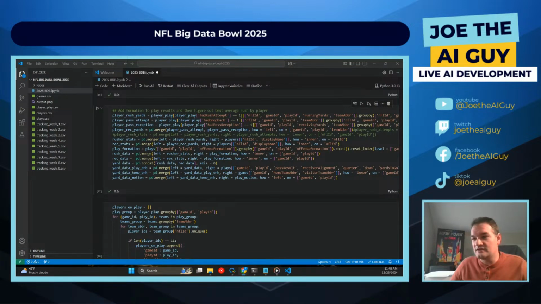Like I said, the plan today is to talk through, right now we're covering everything that we've done so far. Then we're going to work on adding some visualizations and then adding defender information into the models themselves.